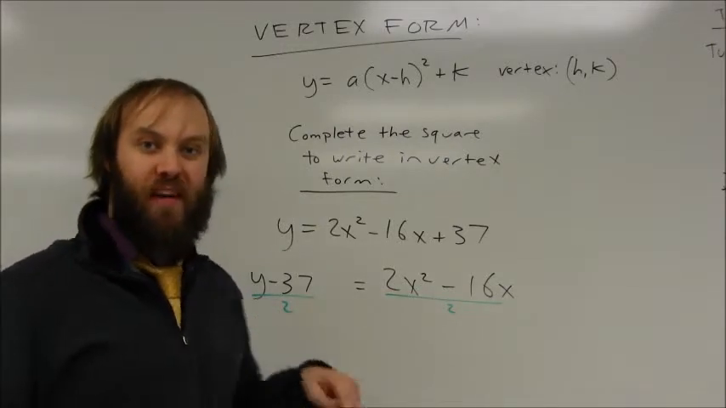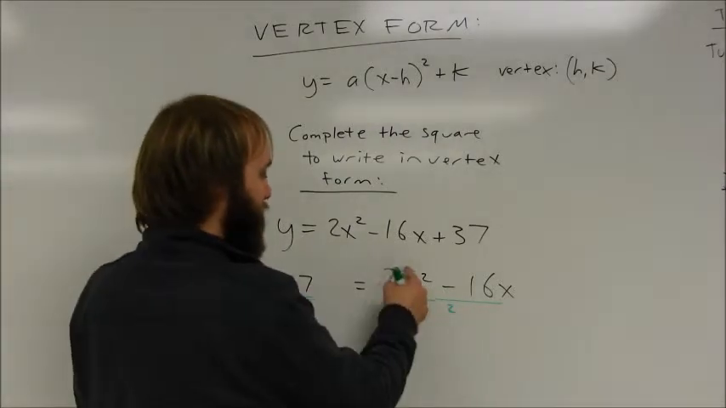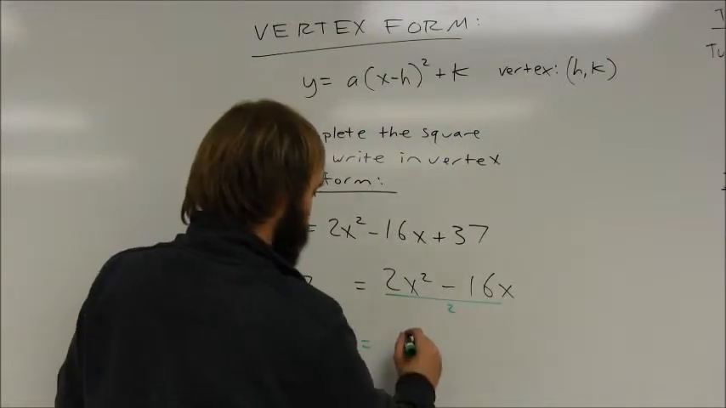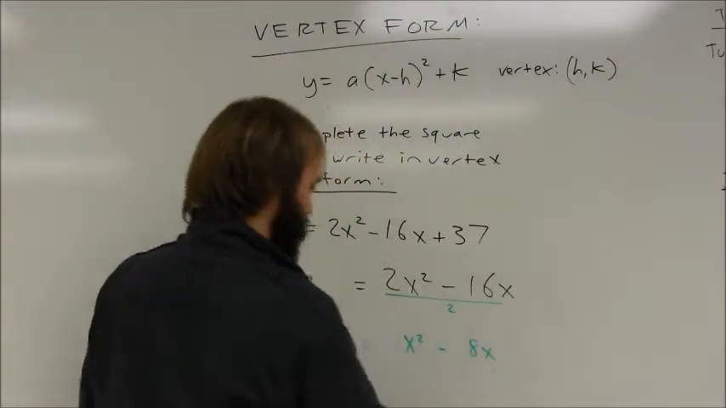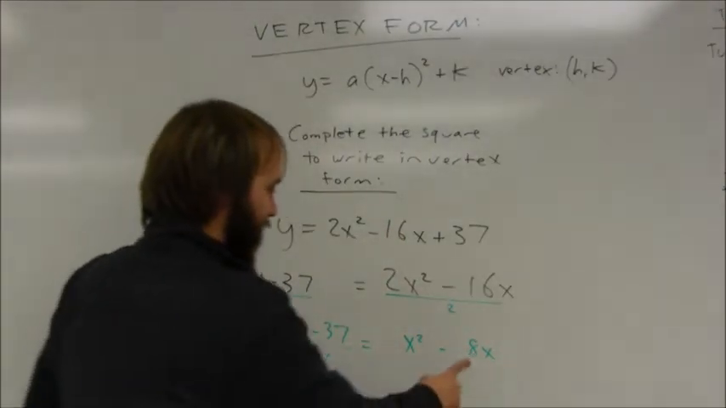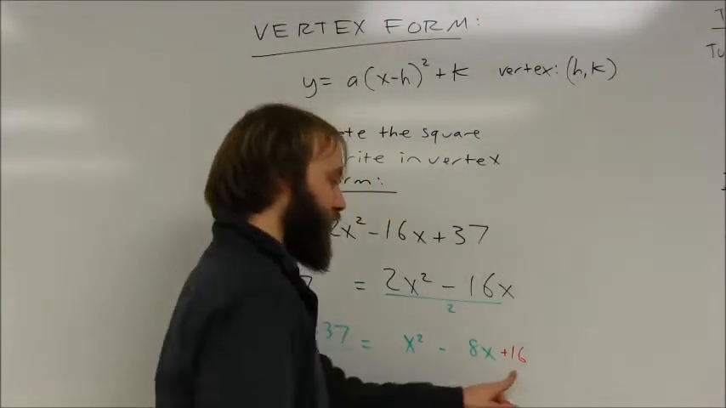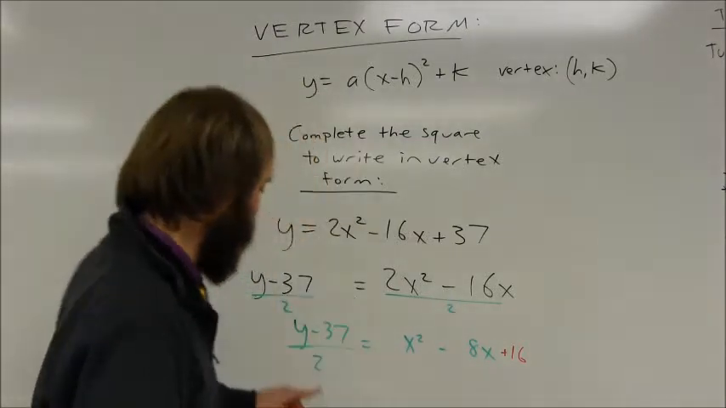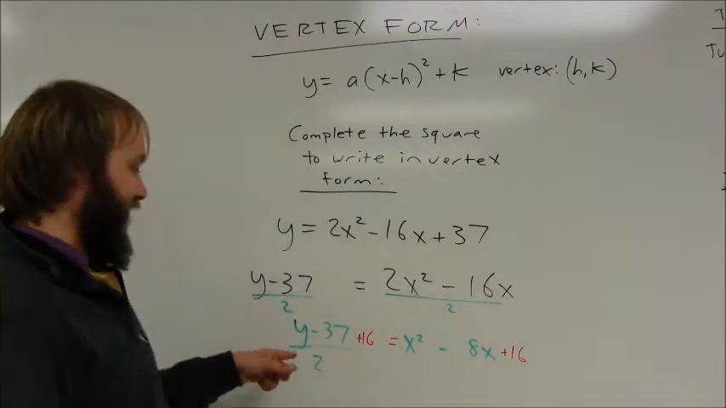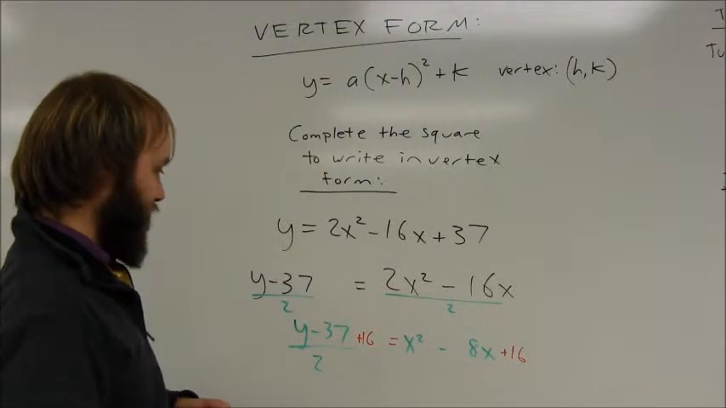I'm just going to leave it in that form, because later I've got to isolate that y value again, and I'm really just going to undo all this later. Everything over here gets divided by 2. So I've got y minus 37 all over 2 equals x squared minus 8x. Now I can complete the square. And so you follow the pattern. Half of this value squared, that's going to be negative 4 squared is 16. And be careful here. If I add 16 to this side of the equation, I have to add 16 over to this side of the equation. Again, notice, I'm just leaving everything in that form. I'm going to finish this thing out a little bit later.